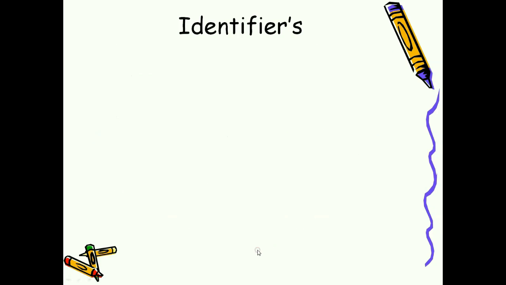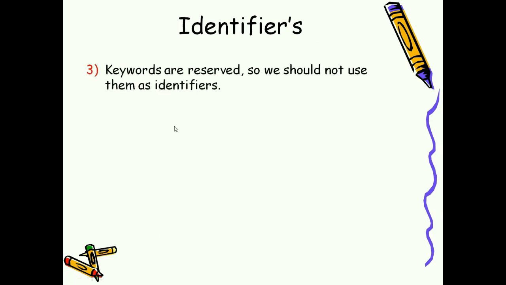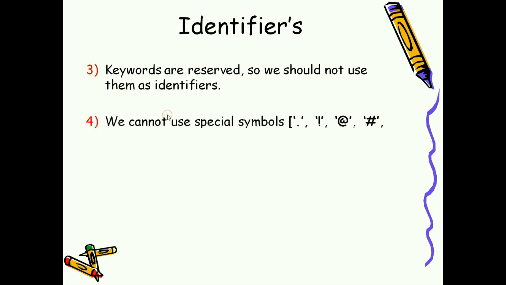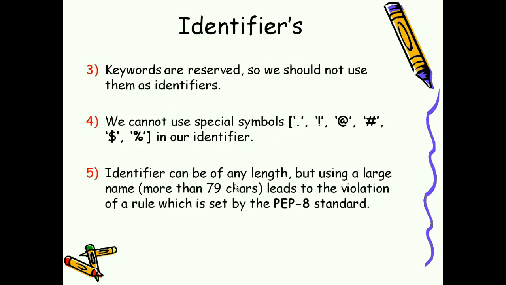Keywords are reserved, so we should not use them as identifiers. That I already told you. Also, we cannot use special symbols in our identifiers. Identifiers can be any length, but using a name longer than 79 characters violates a rule set by the PEP 8 standard. So these are the important rules which we need to follow while naming identifiers like variables, functions, classes, modules, or any other object.